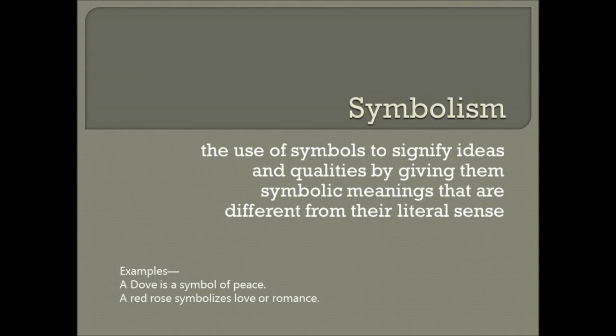So the first thing is symbolism, which is the use of symbols to signify ideas and qualities by giving them symbolic meanings that are different from their literal sense. Examples: dove is a symbol of peace, a red rose symbolizes love or romance.